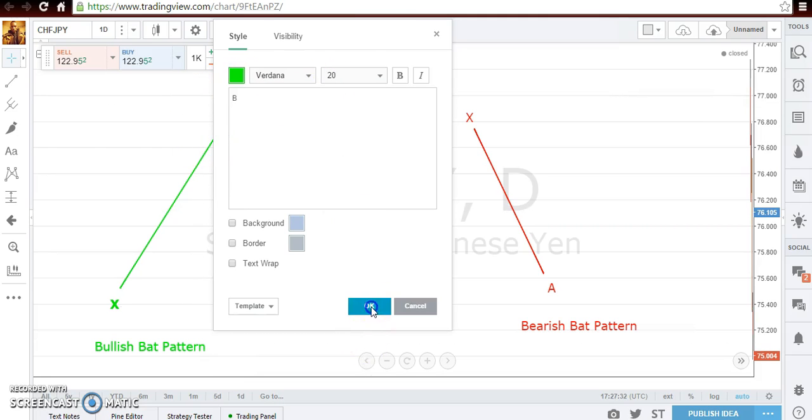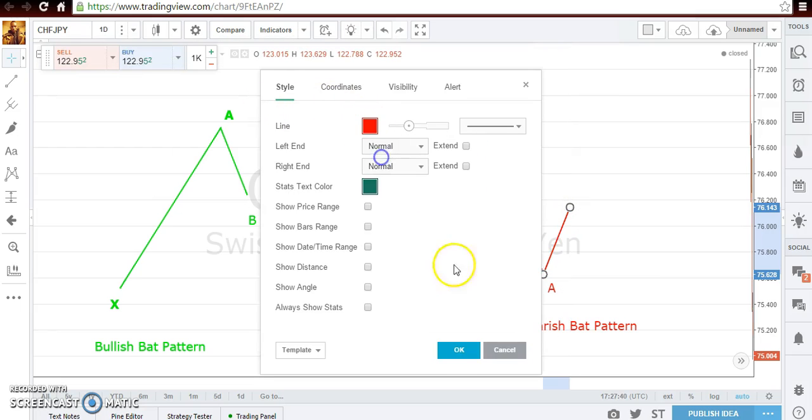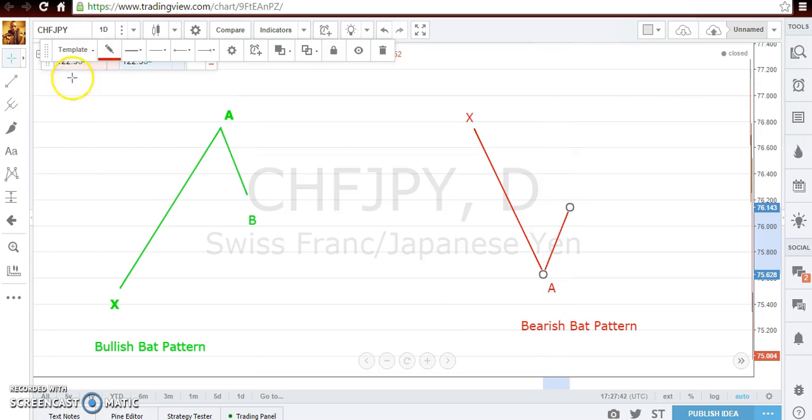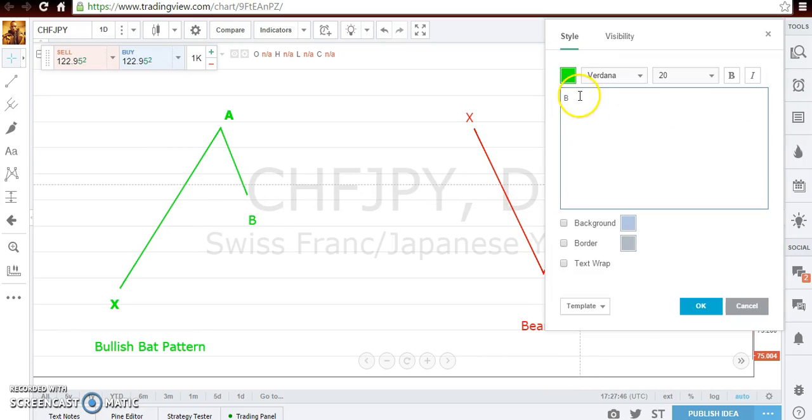Change that to green, and we're going to do the same thing for the bearish pattern. So change that color to red, and I'm going to go ahead and bring in my B.